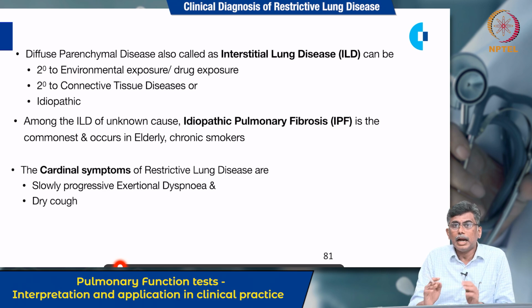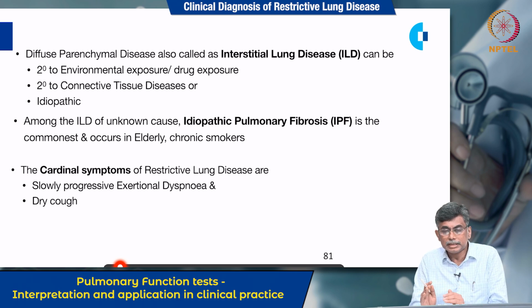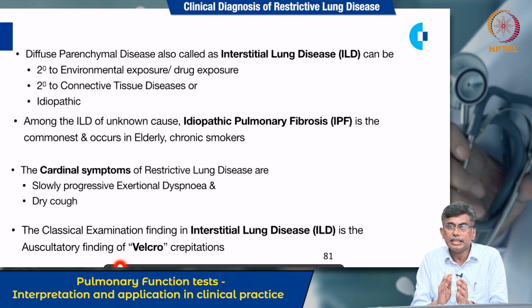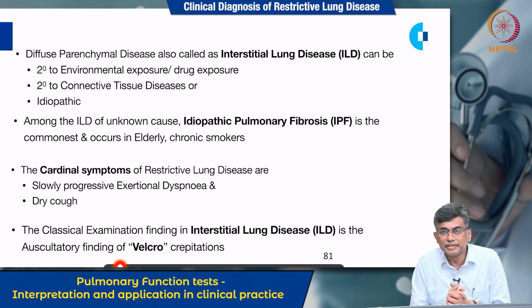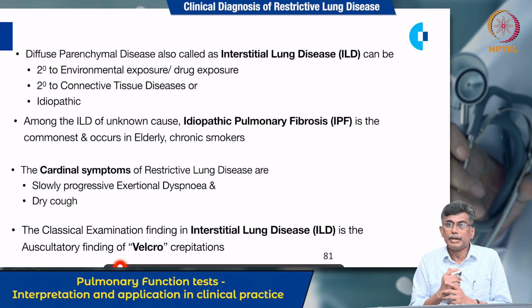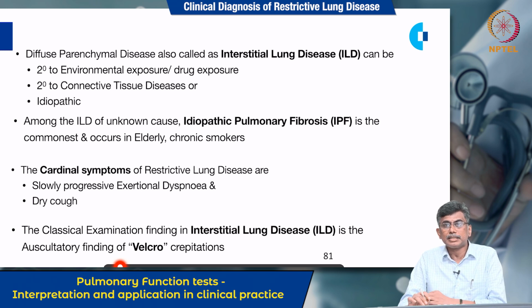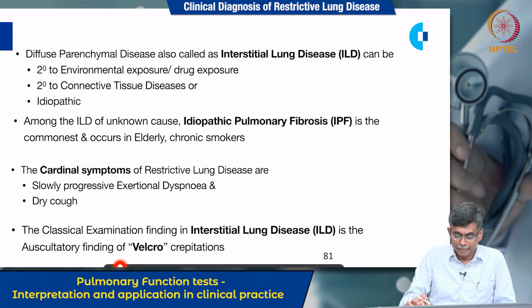Now the cardinal symptoms of any restrictive lung disease are dyspnea, which is exertional and slowly progressive, and dry cough. The classical examination finding to diagnose a diffuse parenchymal lung disease, ILD, is the presence of Velcro crepitations, which are fine end-inspiratory crepitations, heard at the bases, infraaxillary, infrascapular and interscapular areas.